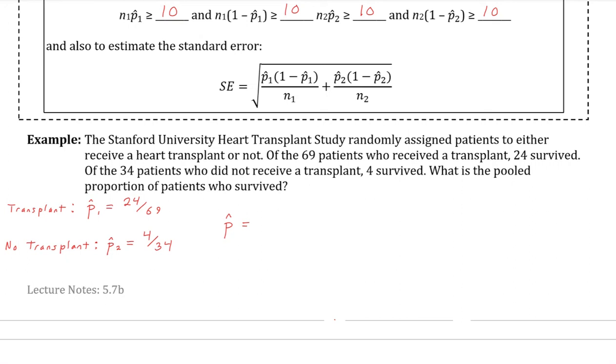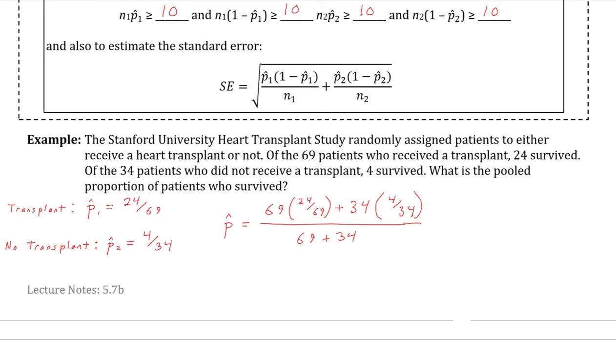If we try to find that pool proportion, what I'm going to do is show what it would look like if I did the formal formula, which would look something like this. 69, the sample size for the first set, times the proportion for that first set, plus 34, which is the sample size for the second set, times 4 out of 34, the proportion for the second set for no transplant, divided by both the sample sizes added together.